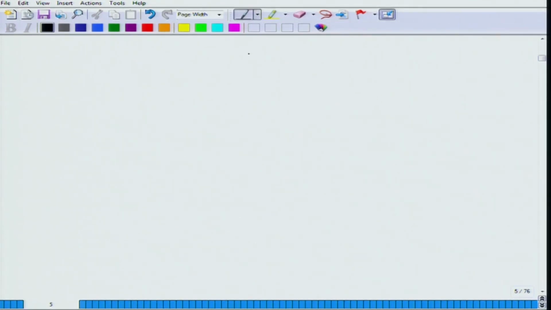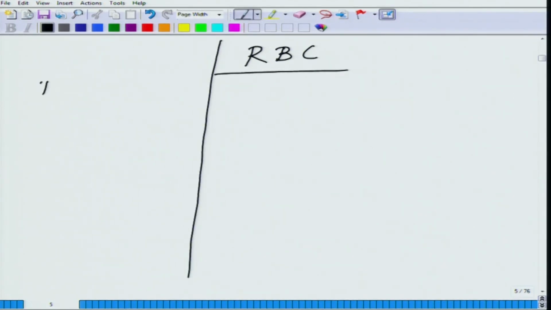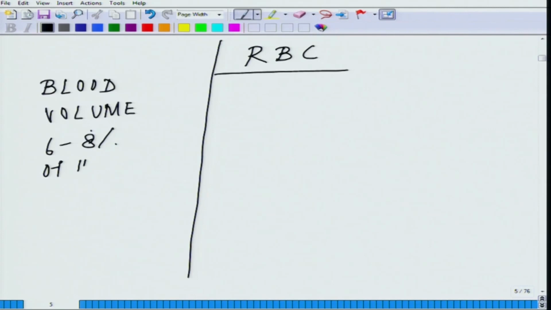So, first of all, we will be dealing with the RBCs. Okay. Before I get into the RBCs, there are some facts which will help you to appreciate the blood better. So, blood volume of the whole body is approximately 6 to 8% of the body weight. These are some of the facts which will help you to appreciate it.